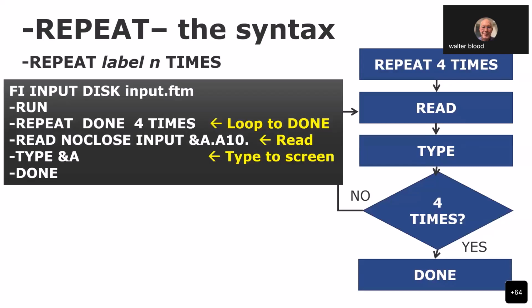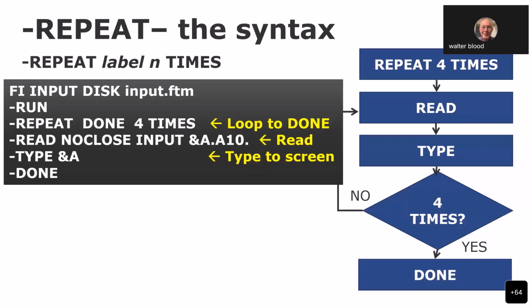Once I've got my file, I put a file def in here so that we can actually see where we're getting data from. I simply have to indicate I'm going to loop to done, dash repeat done 4 times. I'm going to loop it 4 times. My operation in this particular case is a dash read, no close, input, and an ampere A, which is a 10 bytes long, an A10. And then I'm going to type ampere A out so that we can see it.